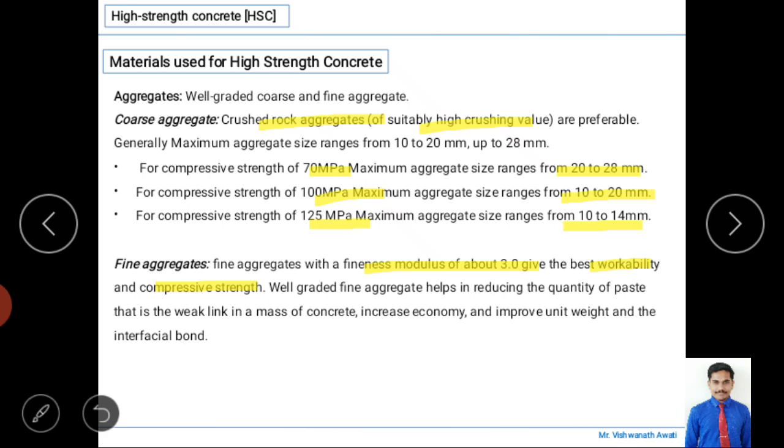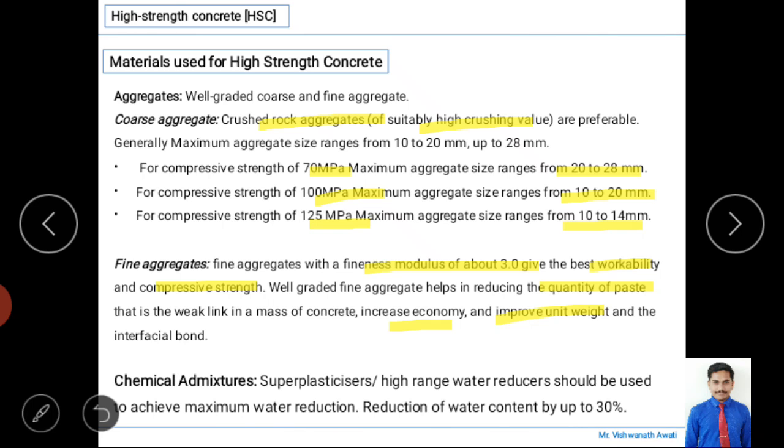And well graded fine aggregate helps in reducing the quantity of paste, right? Then it increases the economy and improves the unit weight, and also the bond between coarse aggregate and fine aggregate and other materials. If you use a well graded aggregate and a fineness modulus of 3, then it gives good bonding also.